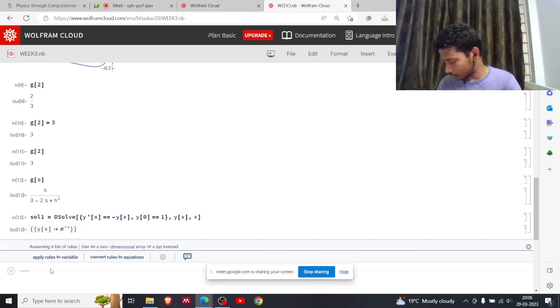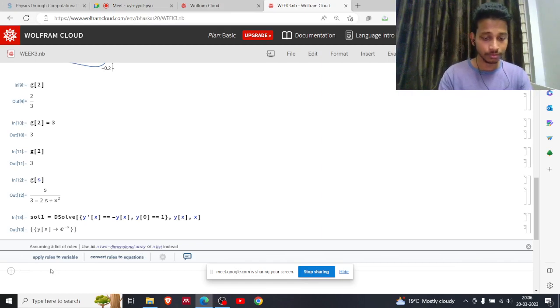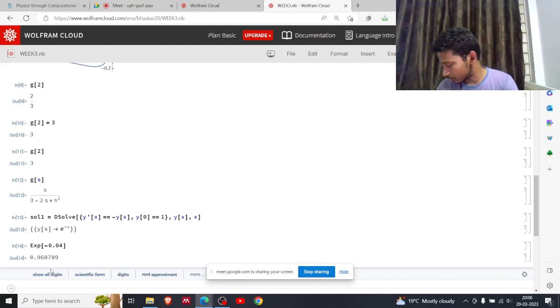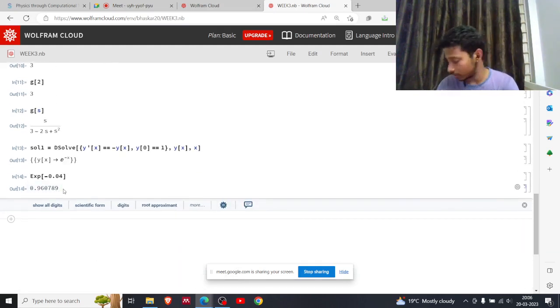Now in the first example I have solved it for 0.04 and obtained the value y of 0.04 as 0.9606. Now exponential minus 0.04 gives 0.960789. So this is the exact value of the exact solution, and what I showed in the first example was the solution obtained numerically.